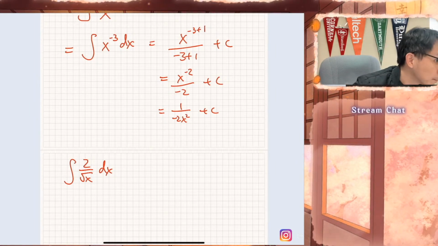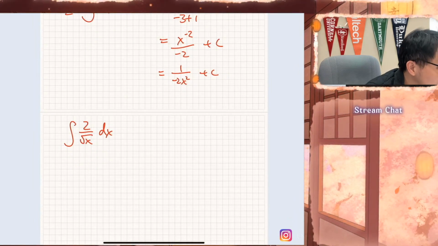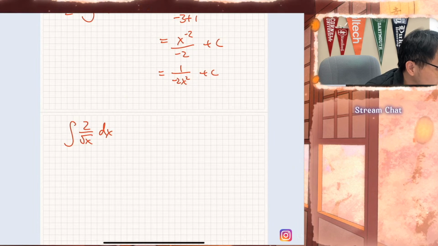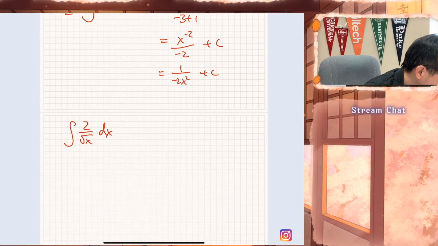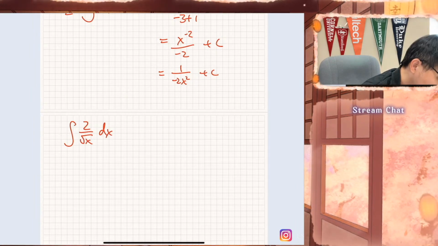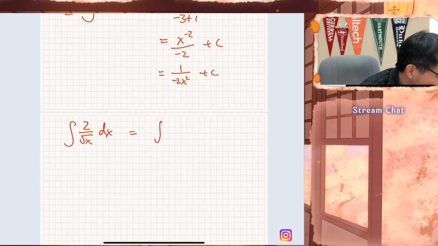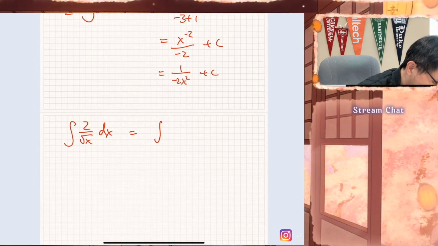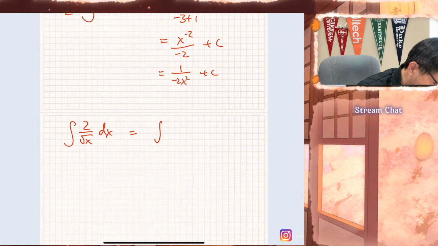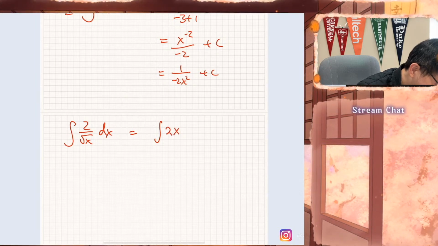Okay, what'd you guys get? I got 2 over x squared plus c. Anybody else? -4 over root x plus c. Almost. Remember, I have to rewrite it. This one is going to be -1/2.